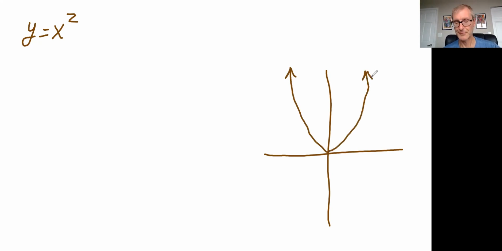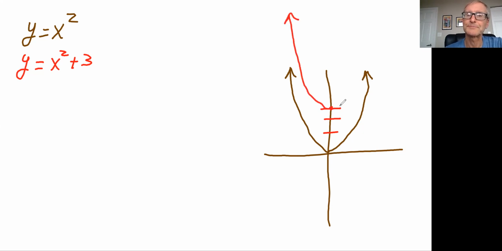Say the first thing we do is one of those vertical or horizontal shifts. Let's do a vertical shift. So if we did this, y equals x squared, and we say add 3 to it, what ends up happening? Well, it's a vertical shift, so we move up 3. So this is what the red one would look like.